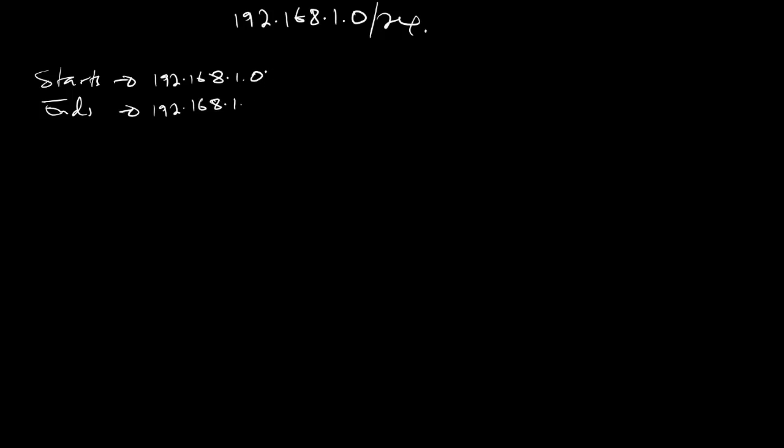Yes? It's 255. .255. This is the network. But we are saying it is too big. So can we split it? I want to write this network, 192.168.1. The last octet I want to write in binary.